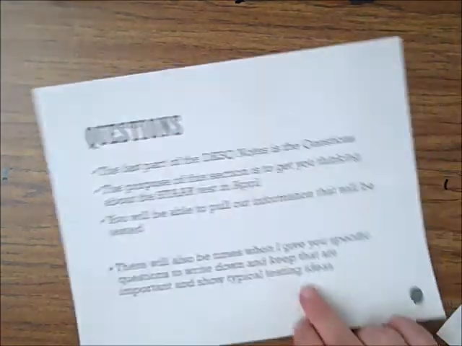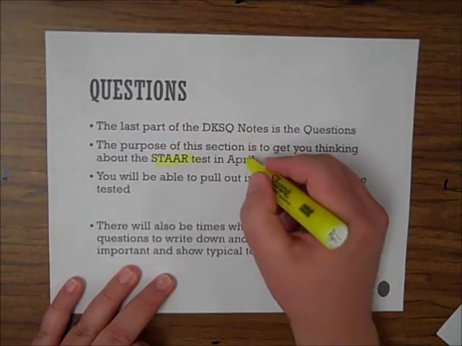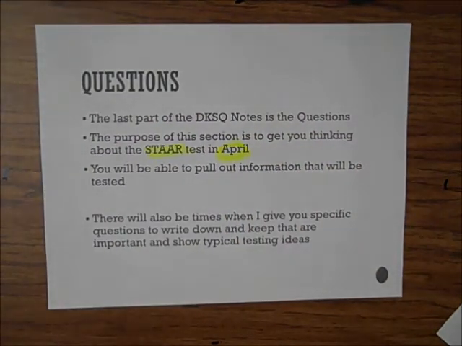The last section is the questions. The purpose of this section is to get you thinking about the STAR test in April. The STAR test in April, I think it's April 20-something. You will be able to pull out information that will be tested from this questions section. There will also be times where I give you specific questions to write down and keep that are important and show typical testing ideas.